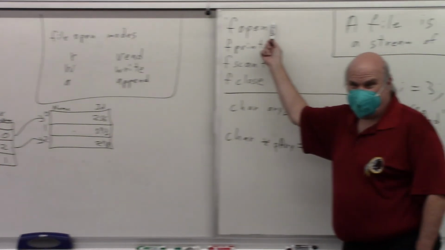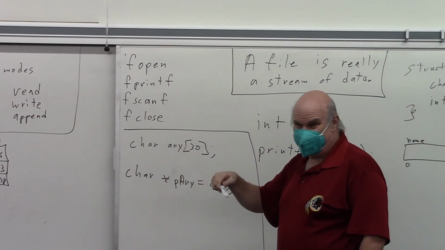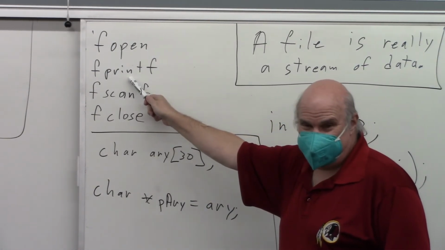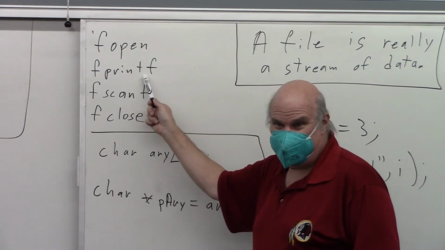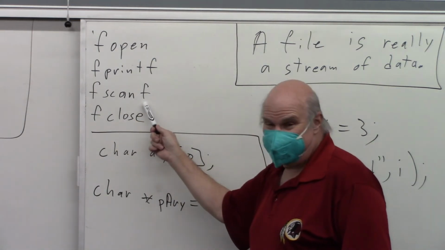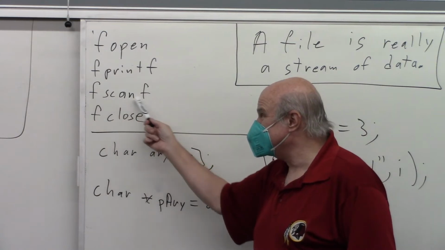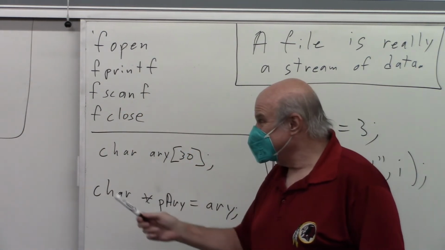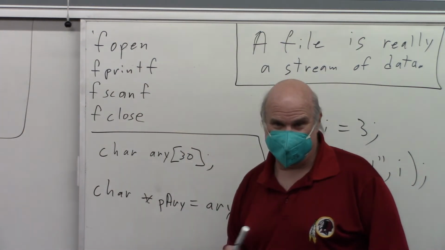fopen is for opening the file. We're going to get to more complex stuff next week. But for now, fopen is for opening a file. fprintf is just doing printf like you've been doing all semester, except to a specific file. fscanf is reading data from a file, just like you've been doing scanf all semester, except from a specific file. And fclose obviously just closes the file that you opened with fopen.